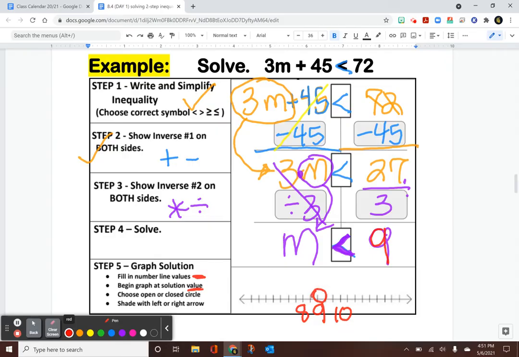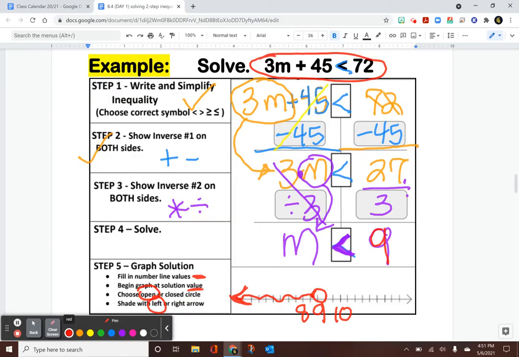It's going to stay open for this one because it doesn't have the option of being equal to 9. It's got to be just less. And I'm going to go left because that's where less lives. So this way, this way, this way, an arrow on the end. Any number smaller than 9 would make this inequality true.